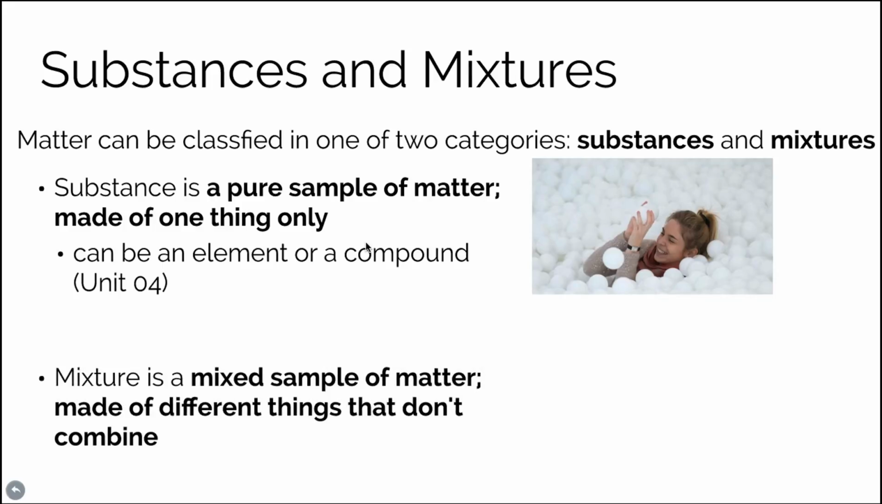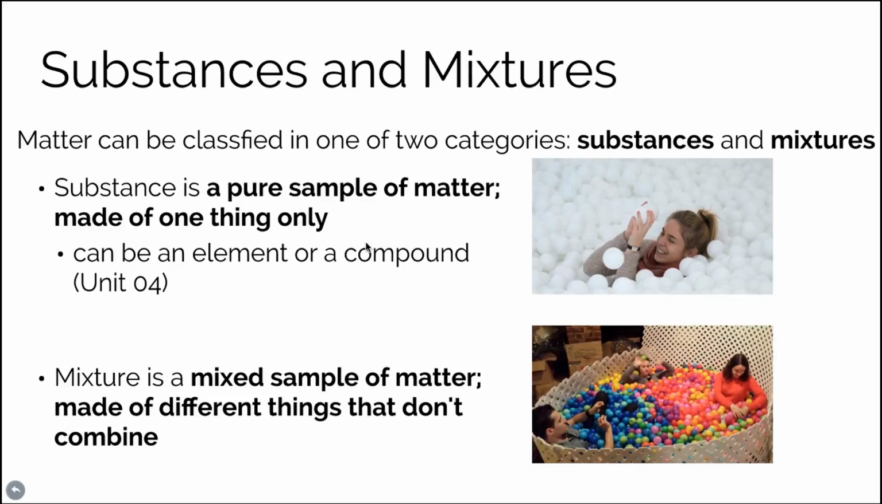And so how that compares over to a mixture is that it's a mixed sample. All right, it's made of different things that they can be similar, but they're not necessarily the same. And so the example of that would be a ball pit with all different colored balls. So you can say these are all balls, they're all very similar, but because they're all a different color, you can say that they're all different from each other too.